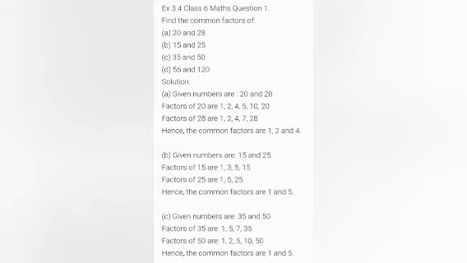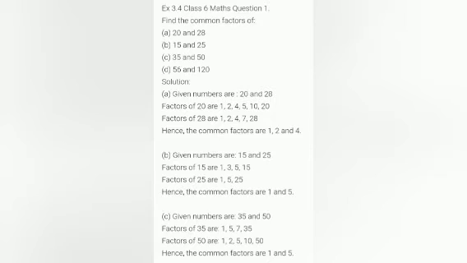See the first question, the numbers are 20 and 28. We write the factors of 20. What are they? 1, 2, 4, 5, 10 and 20. And what are the factors of 28? 1, 2, 4, 7, 14 and 28. Now we have to see the common ones in both. 1, 2 and 4 are common.